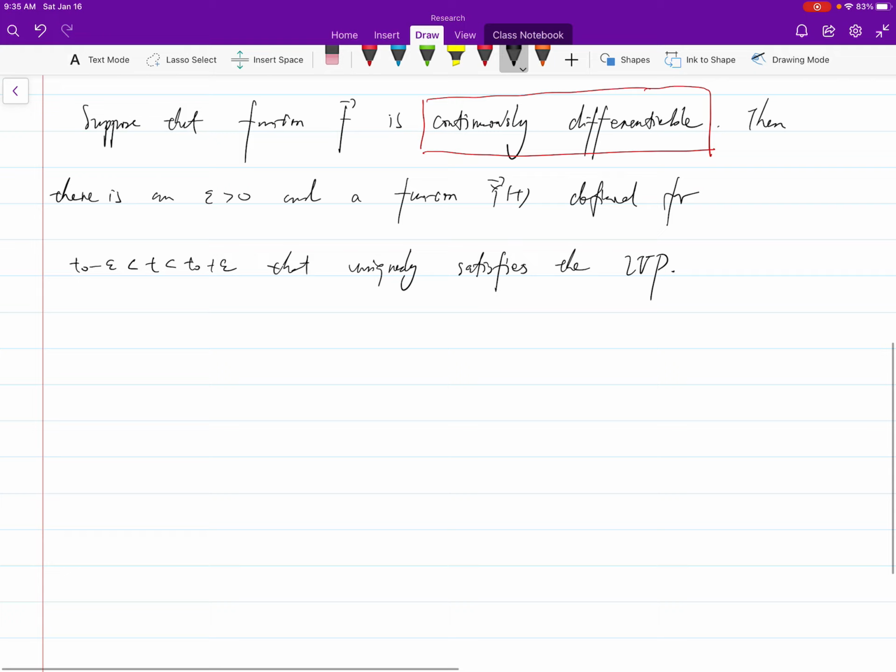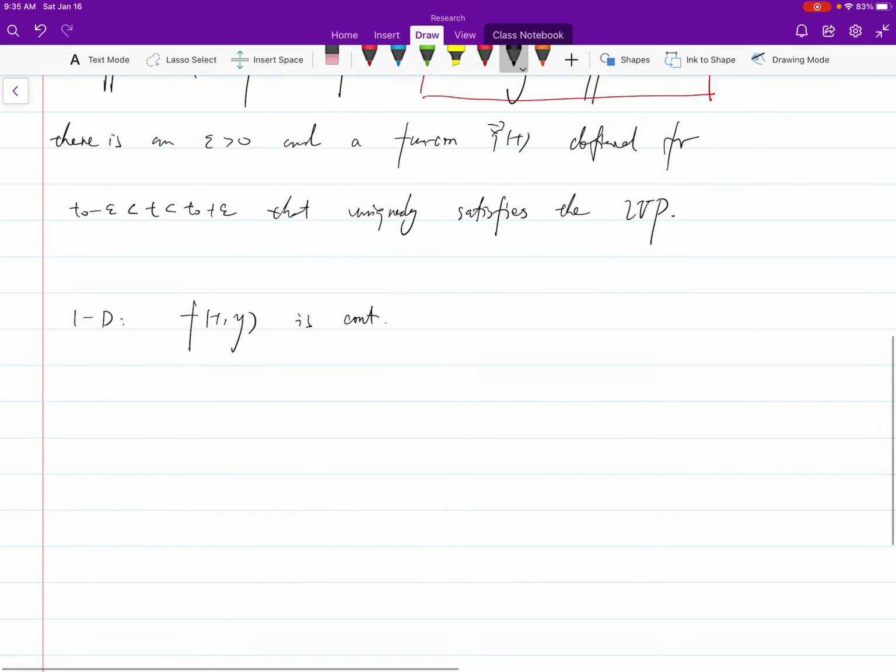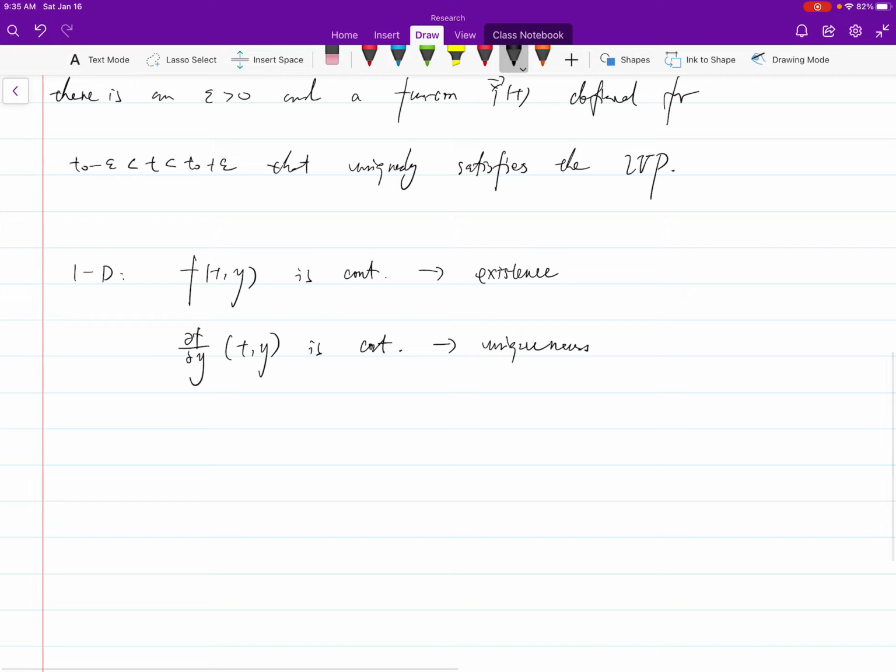Now if you recall what you had in 1 dimension. In 1 dimension, what you want is f(t, y) is continuous, okay, and partial f, partial y is continuous. This will guarantee uniqueness. This will guarantee existence. Now in 2 dimensions and higher dimensions, so we can call it 2D.